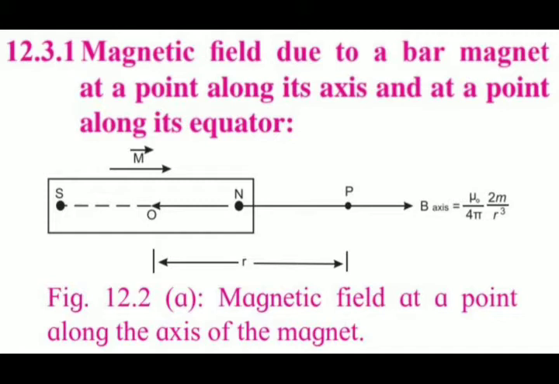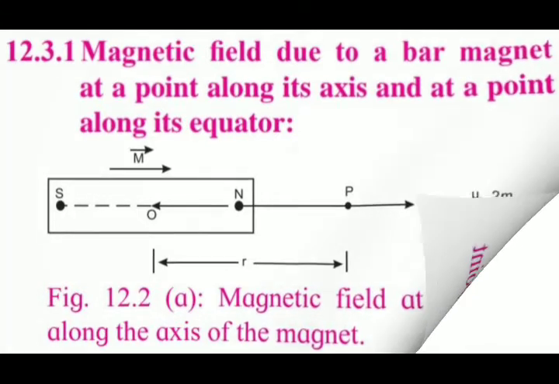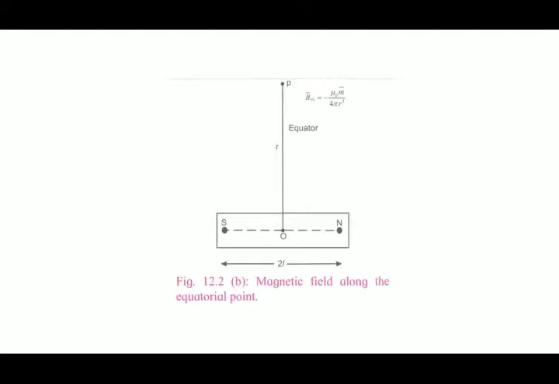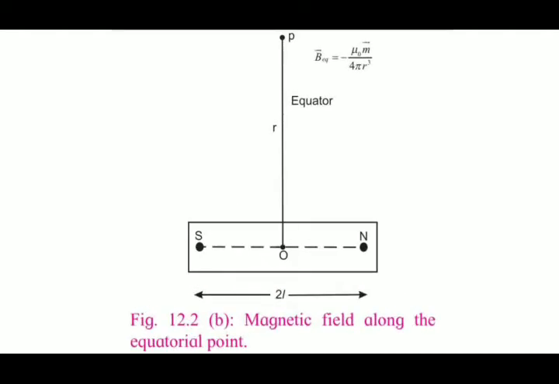Now next is the magnetic field at a point along its equator. So this was about the axis. Now see, magnetic field at an equatorial point. What is the equator? It is the vertical line passing through the center of a bar magnet. So this is the equator of a bar magnet. Again, you have to consider a point anywhere on the equator. That point is P, as you can see in the diagram.